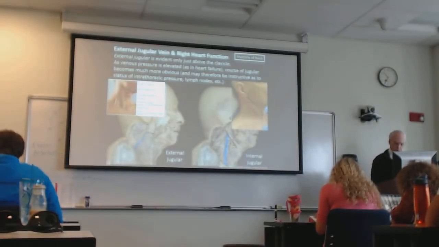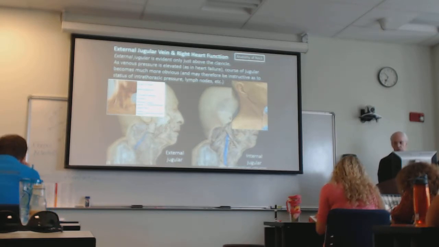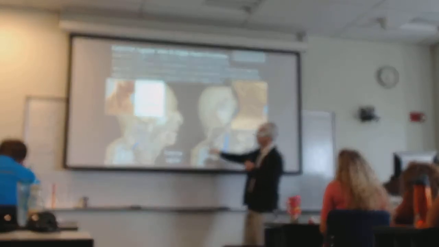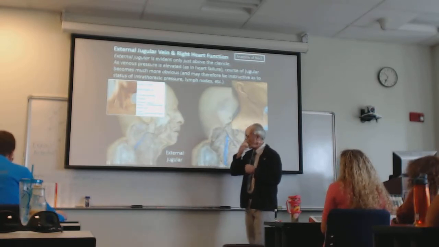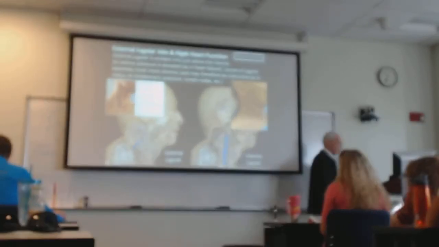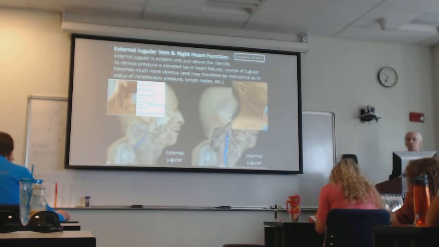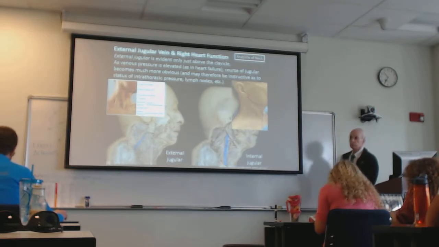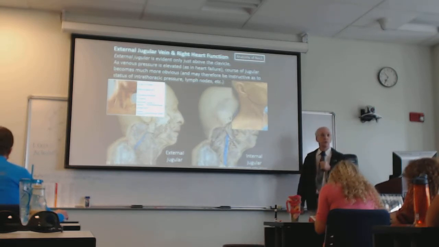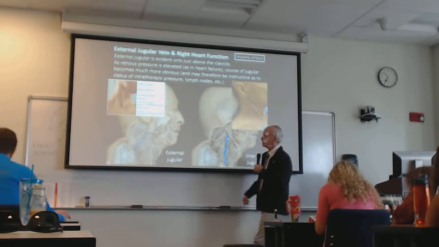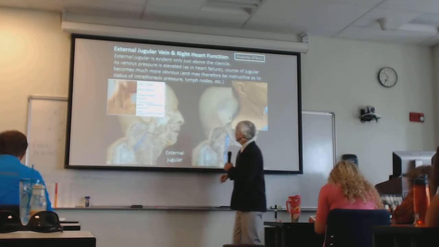We will talk about in the physiology course that right heart function is often indicated by the degree of distension in the external jugular. There's a valve between the aorta and the left ventricle, but is there a valve between for example, the right atrium and the jugular vein? No. So any increase in venous pressure in the atrium may be reflected in the external jugular.